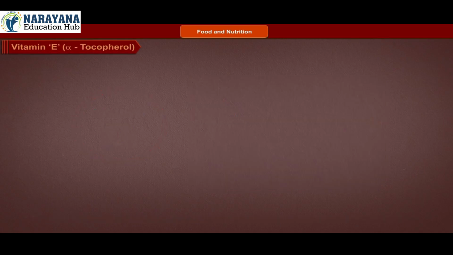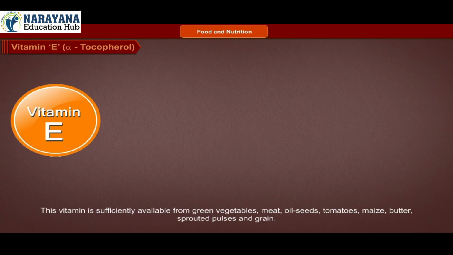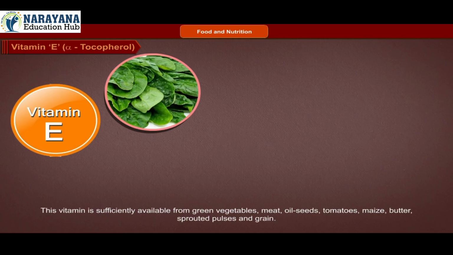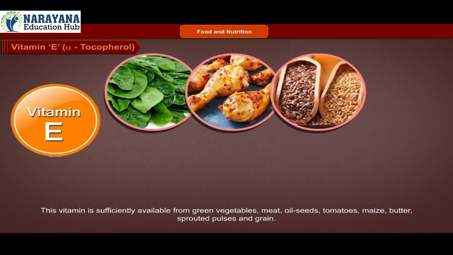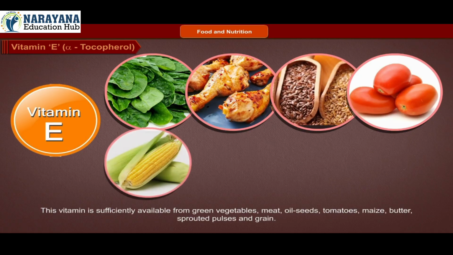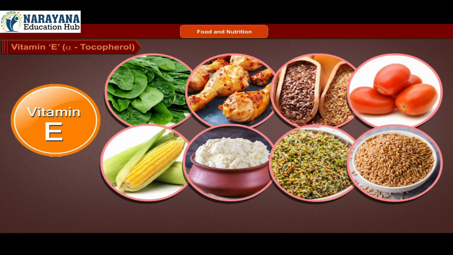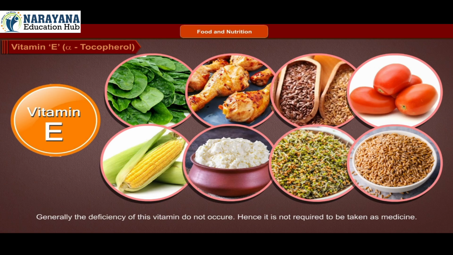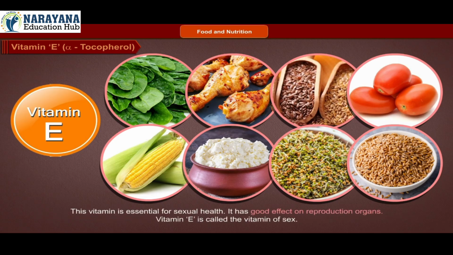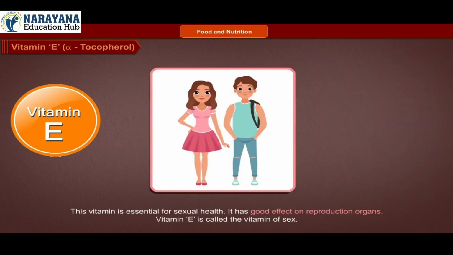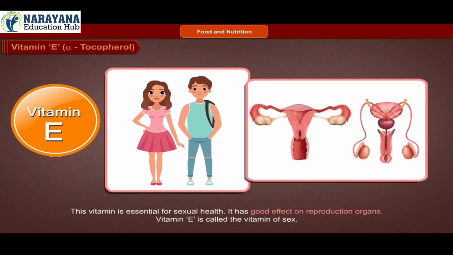Vitamin E, that is alpha tocopherol. This vitamin is sufficiently available from green vegetables, meat, oilseeds, tomatoes, maize, butter, sprouted pulses, and grain. Generally, the deficiency of this vitamin does not occur. Hence, it is not required to be taken as medicine. This vitamin is essential for sexual health. It has a good effect on reproductive organs. Vitamin E is called the vitamin of sex.